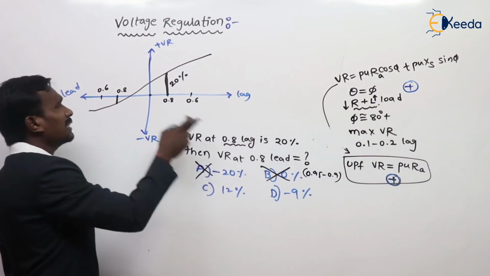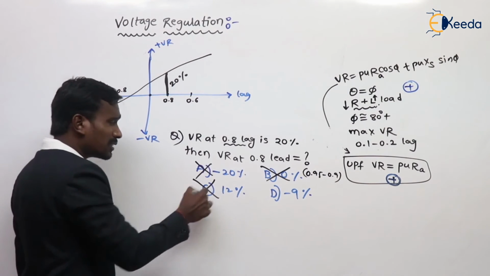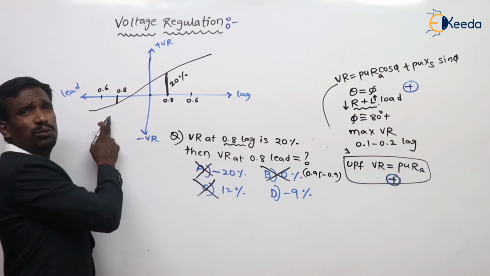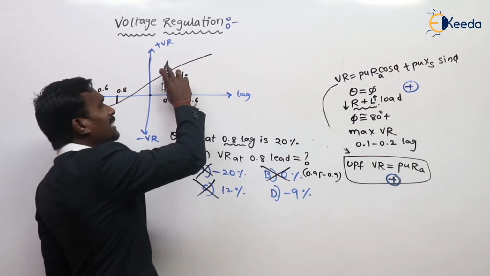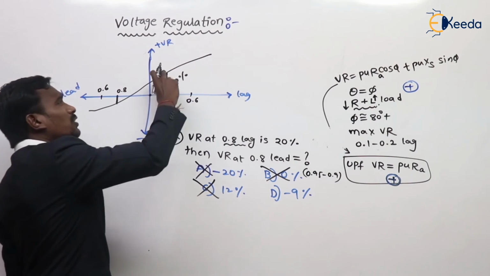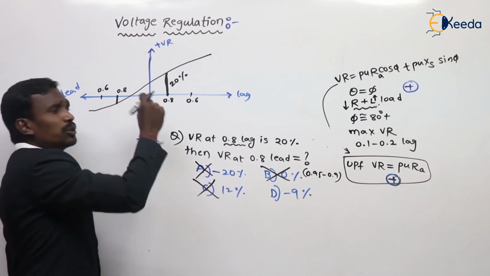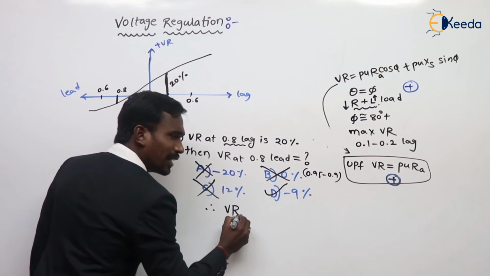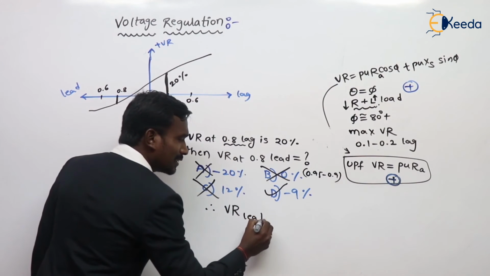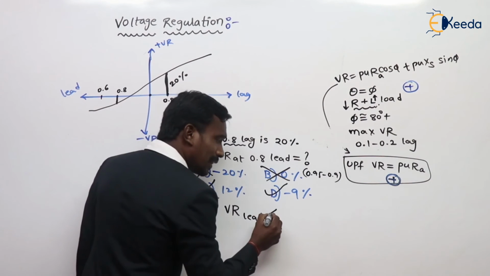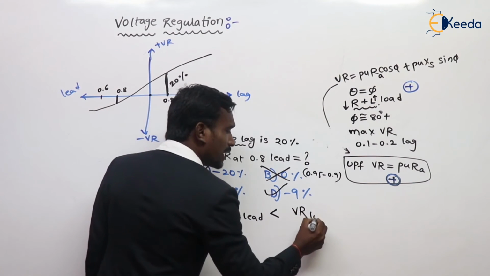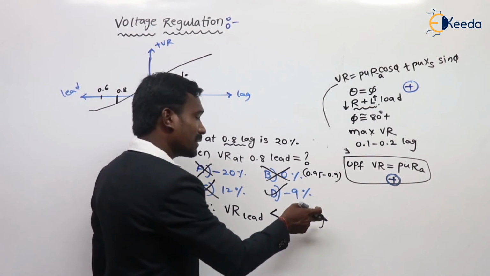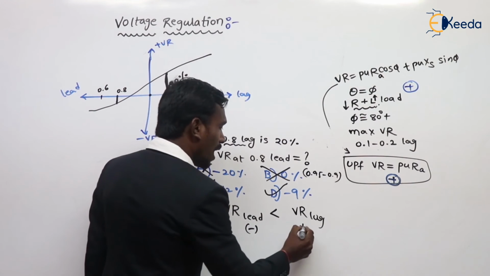Is it positive? In leading 0.8, is it positive? No, this is negative. So what is the value? The value is negative, but is it greater than lagging or less than lagging? It should be less than the lagging value. Therefore, voltage regulation in leading is less than voltage regulation in lagging. That too, this is negative and this is positive.